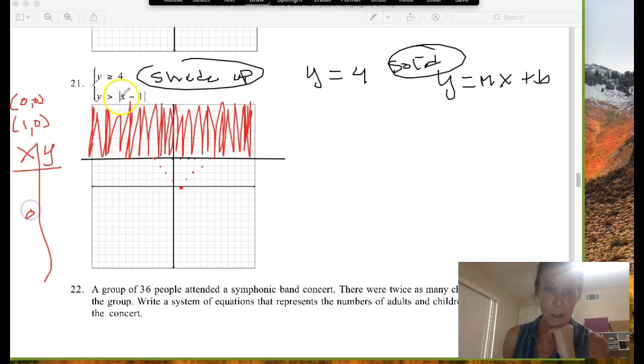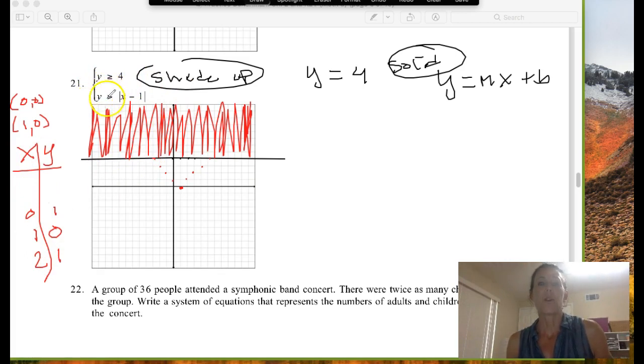Start with 0. If I plug in 0, 0 minus 1 is negative 1. The absolute value of negative 1 is 1. So I plugged in 0 and got out 1. Plug in 1. 1 minus 1 is 0. The absolute value of 0 is 0. So if I plug in 1, I should get out 0, and I did. Plug in 2. 2 minus 1 is 1. The absolute value of 1 is 1. When I plug in 2, I should get out 1, and I do. So just plot some points and see what you get if you're not sure.